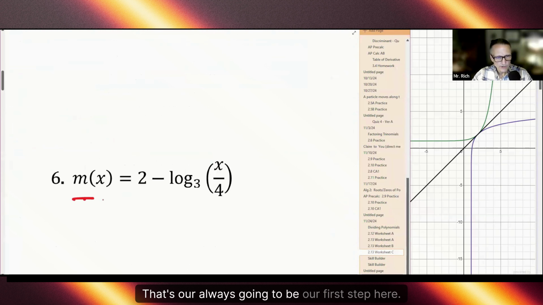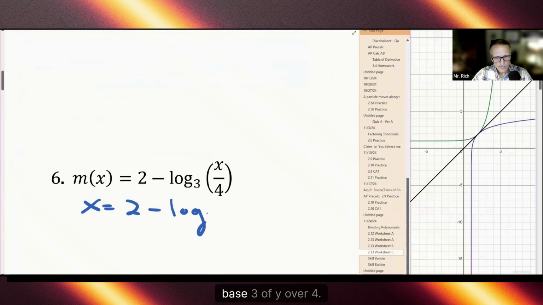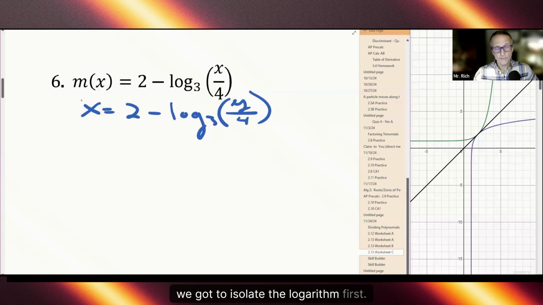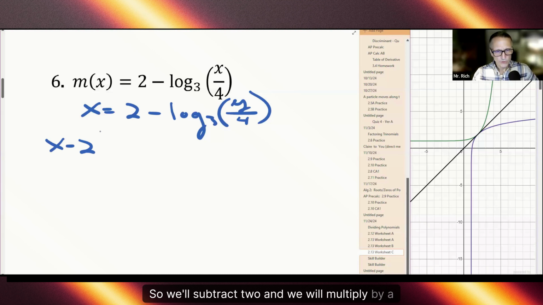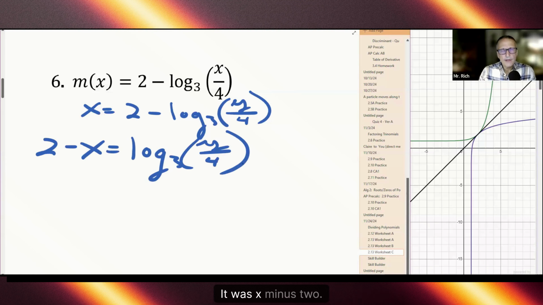That's always going to be our first step here. So we're going to make this y an x, 2 minus log base 3 of y over 4. We got to isolate the logarithm first. So we'll subtract 2 and we will multiply by a negative 1, which makes this 2 minus x. That right? It was x minus 2, but when you divide or multiply both sides by a negative 1 to get rid of this minus, flip the two terms around the minus sign.